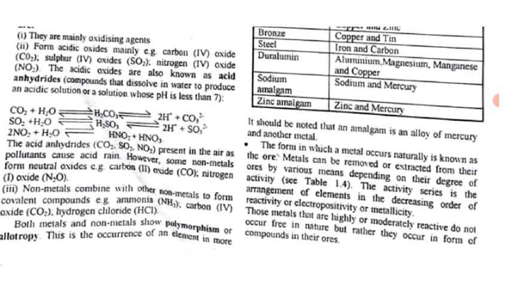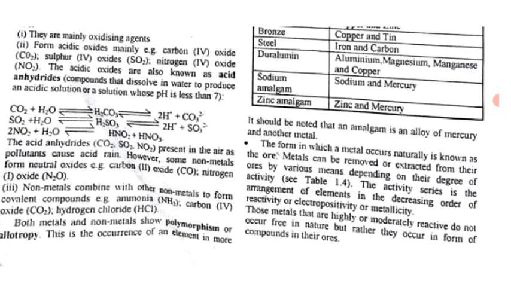The acid anhydrides present in the air are pollutants that cause acid rain. We must have heard of acid rain. However, some non-metals form neutral oxides, e.g. carbon(II) oxide and nitrogen(I) oxide.